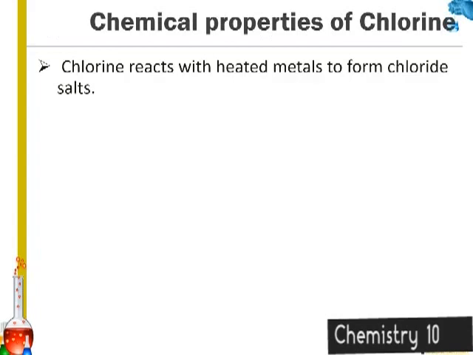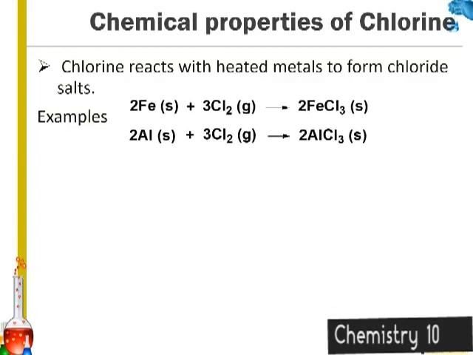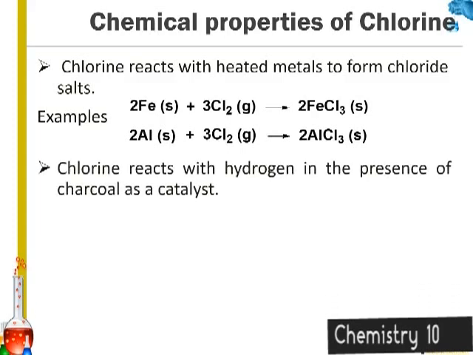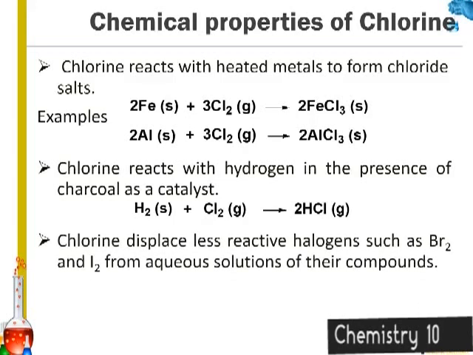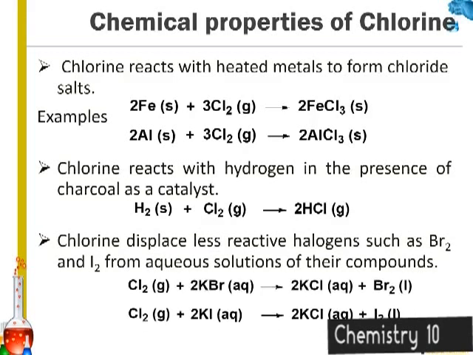Chlorine will react with heated metals to form chloride salts, and examples of these reactions can be seen here. It will also react with hydrogen in the presence of charcoal as a catalyst, forming hydrochloric acid. Chlorine will also displace less reactive halogens such as bromine and iodine from aqueous solutions of their compounds.